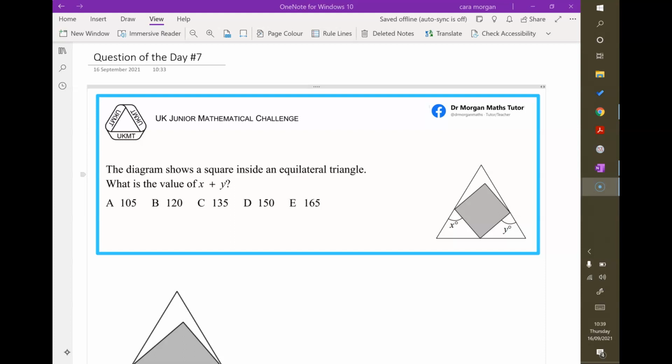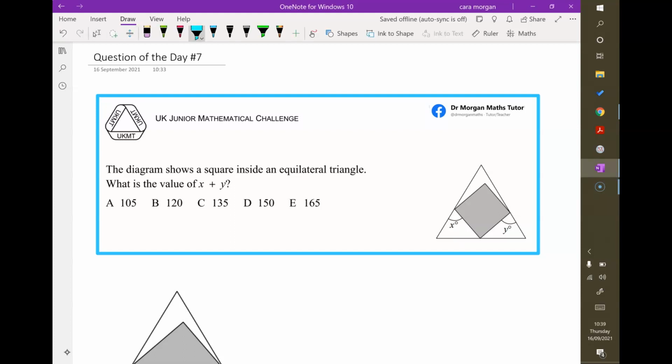Now, I'm looking at this question and I want to have a look at some important words here. So the diagram shows a square inside an equilateral triangle. And of course, I've got to find the value of x and y.